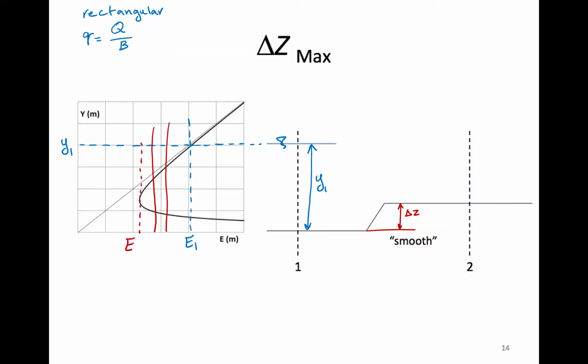We're going to get to a point where, I'm going to delete the other ones, our specific energy is now right at the critical point. Remember, the vertex is the critical point. So as we increase delta Z, we get to a point where our specific energy becomes minimal. Remember, critical energy is the same as the minimum energy. It's obvious on the graph, right? This height of the step required to get to the minimum specific energy, we call it the delta Z max, maximum step height, or sometimes we call it the delta Z critical.